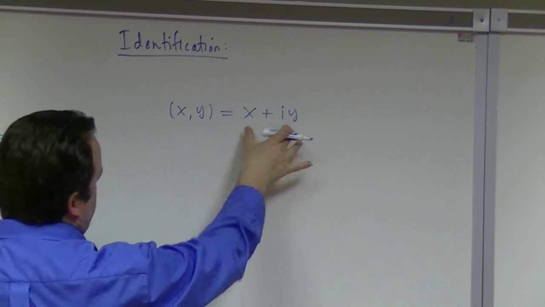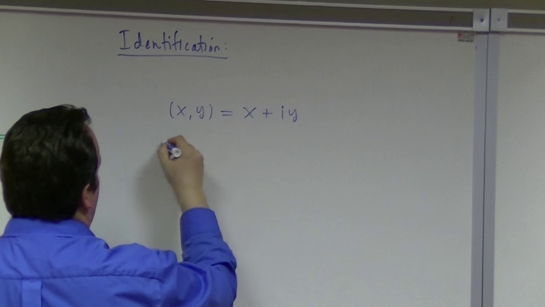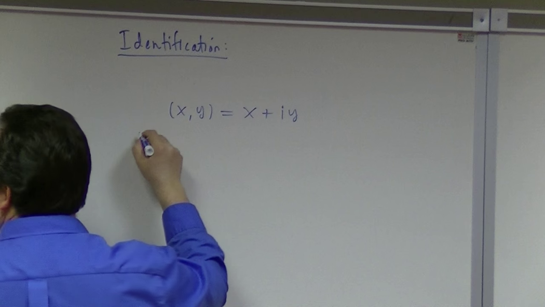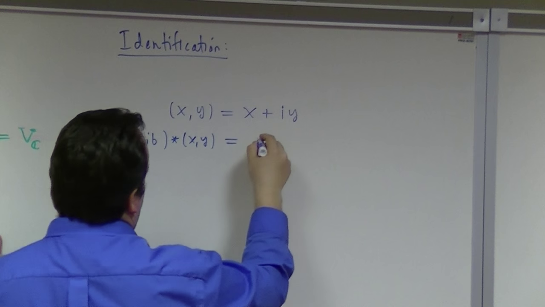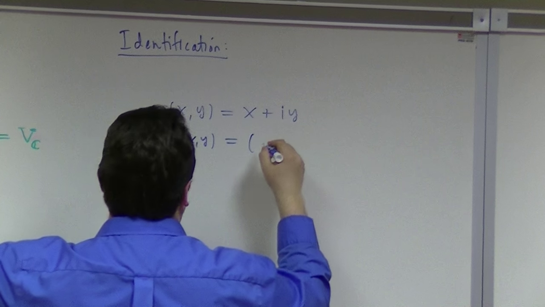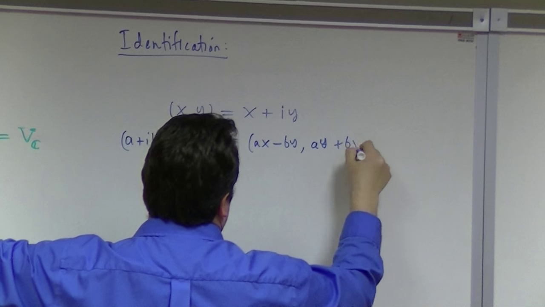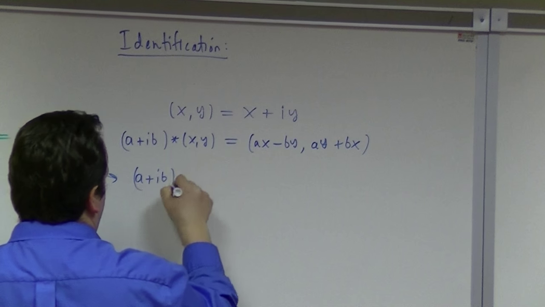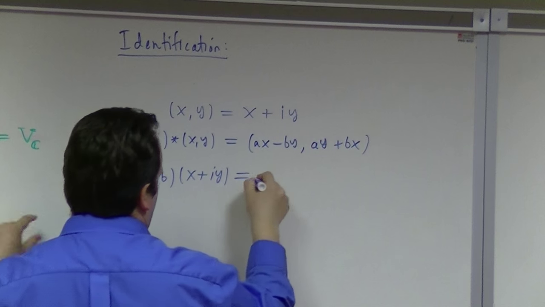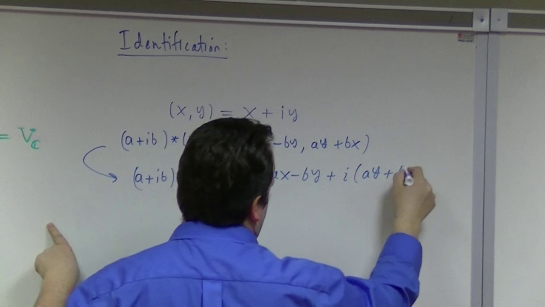If we use that notation, what does our complexification's definition look like? We have a plus ib times (x, y) was equal to what it is over here: (ax minus by, ay plus bx). In the other notation, this would just look like a plus ib times x plus iy is equal to ax minus by plus i times (ay plus bx).